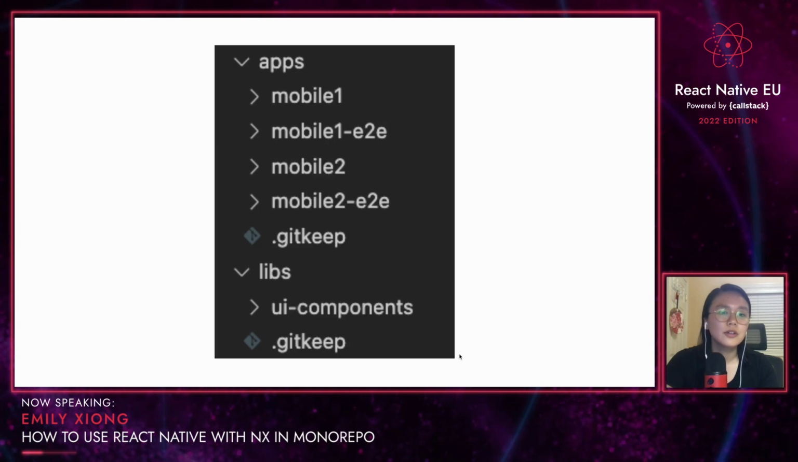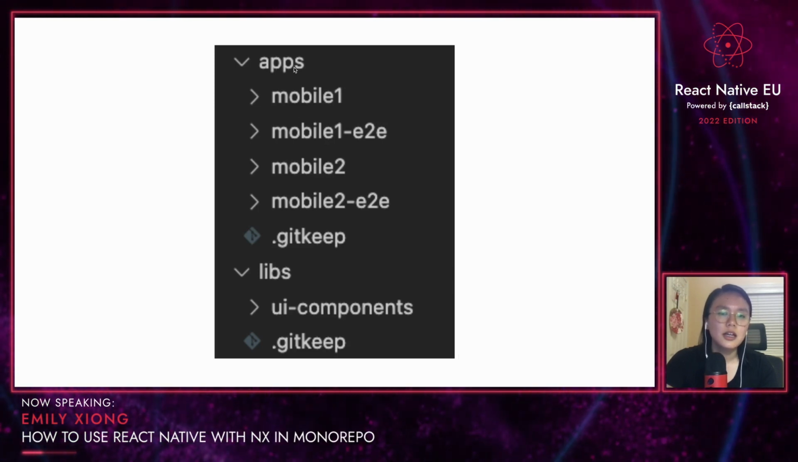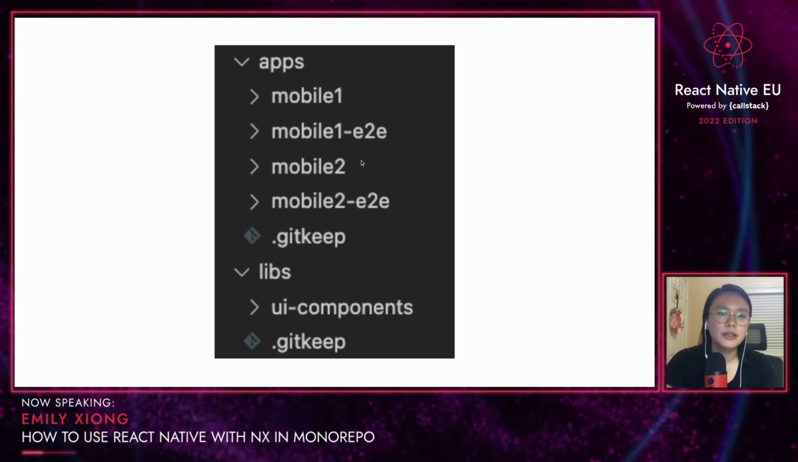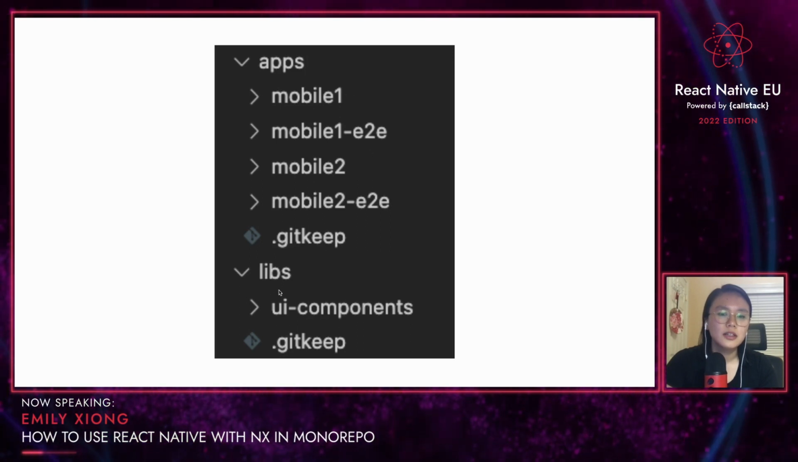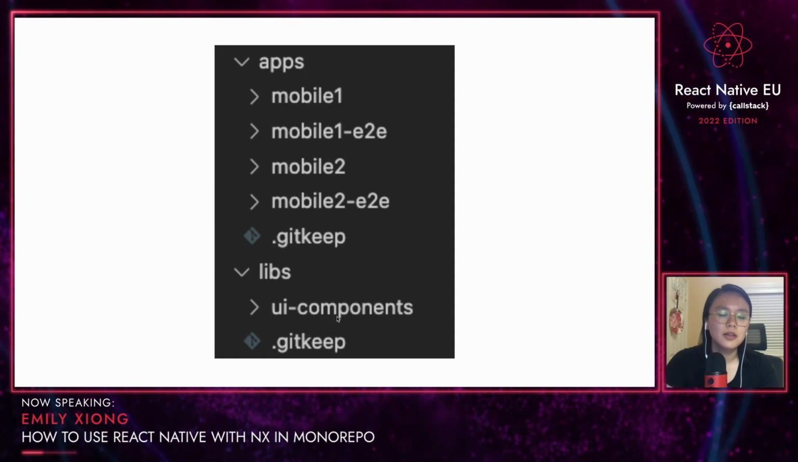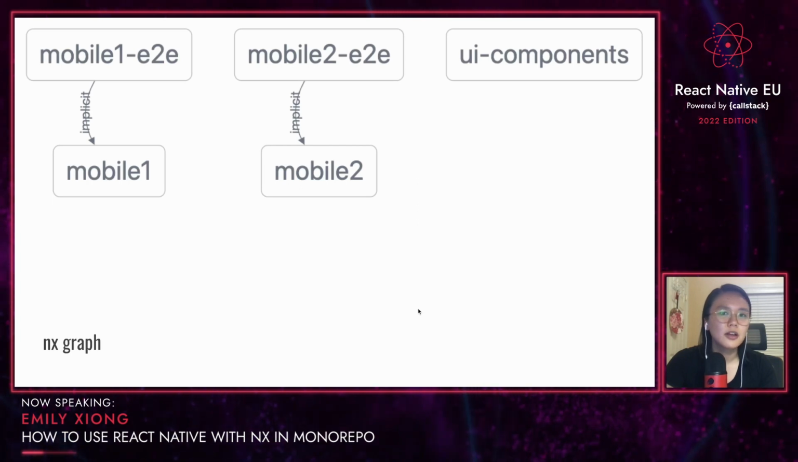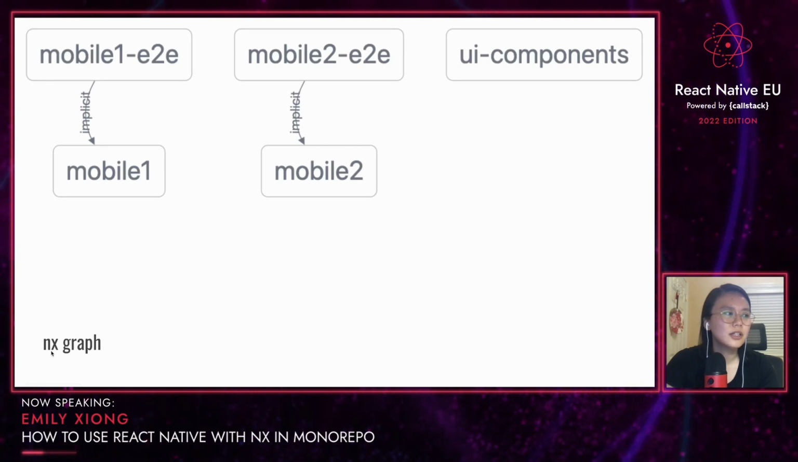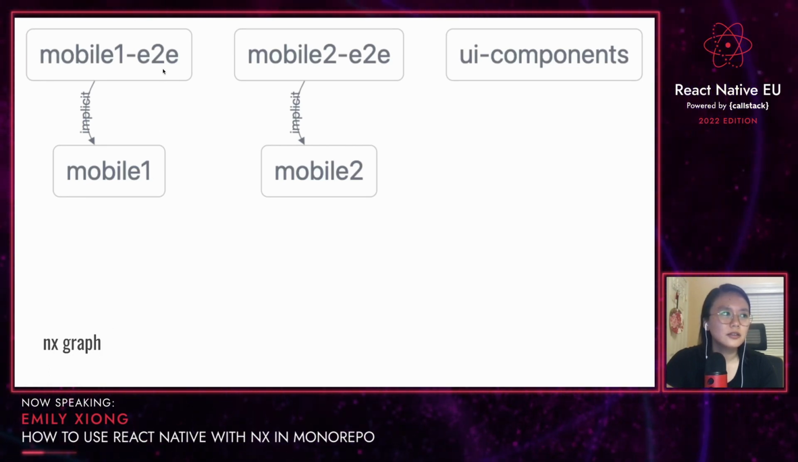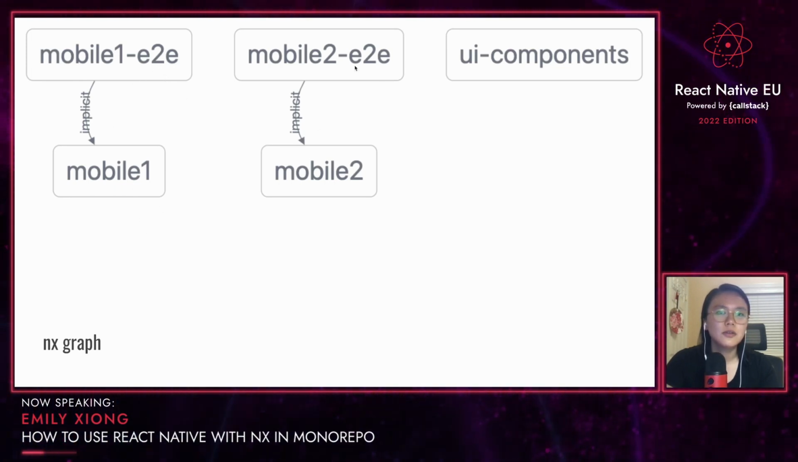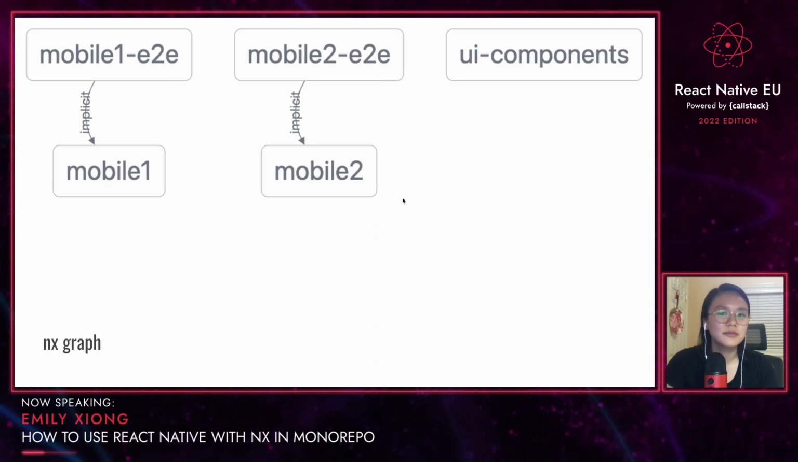Now if you go to your workspace, under apps, you can see the 2 applications we created, mobile1 and mobile2 here. Under libs, you can see the ui-components library we just created. However, there's nothing linked among them. So I can open my dependency graph by entering nx graph, and it should launch the website showing my dependency graph. Notice these 3 are standalone, so they have nothing in common yet.